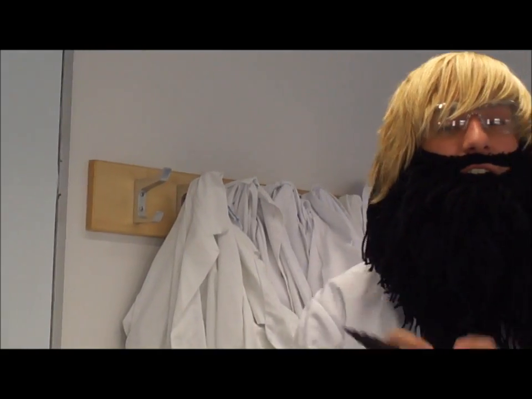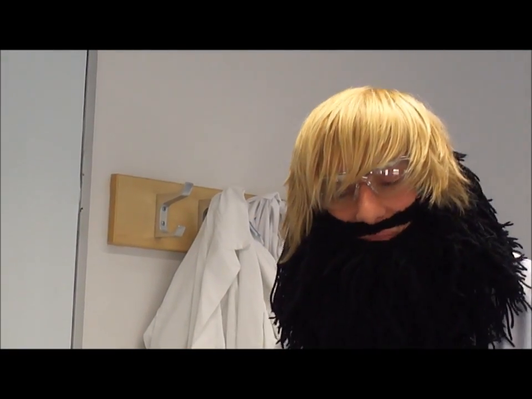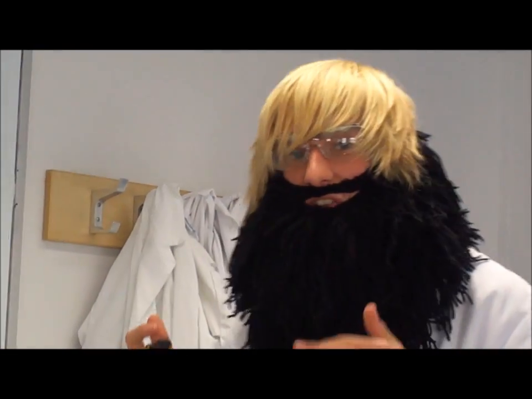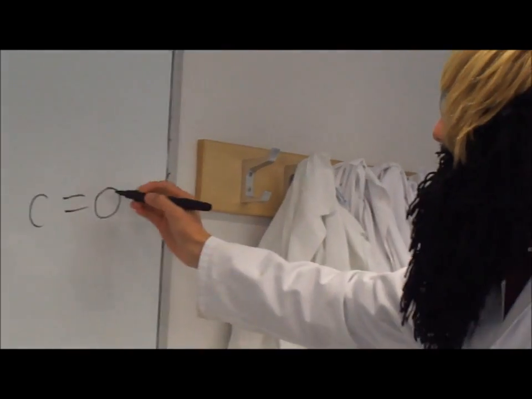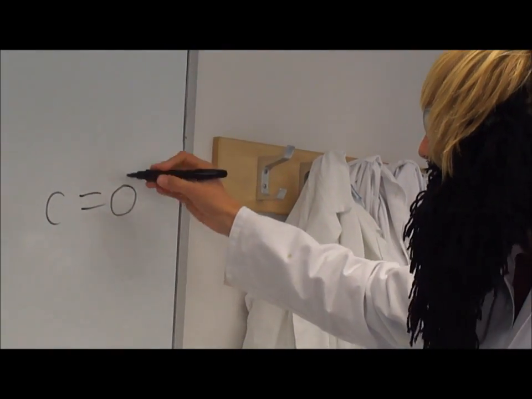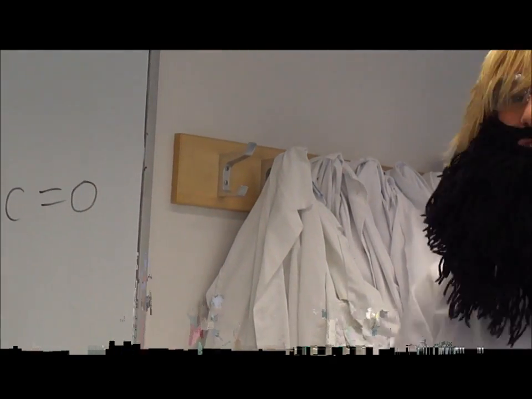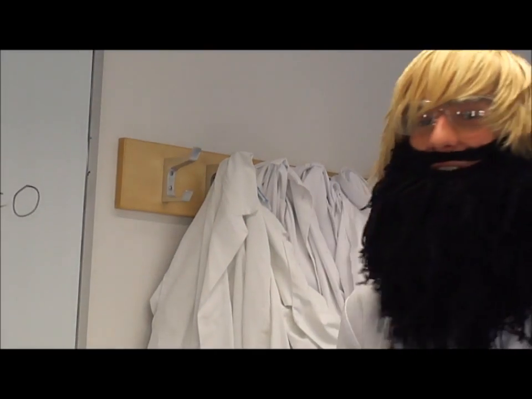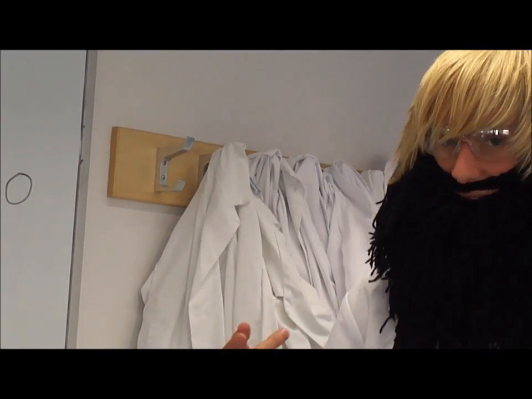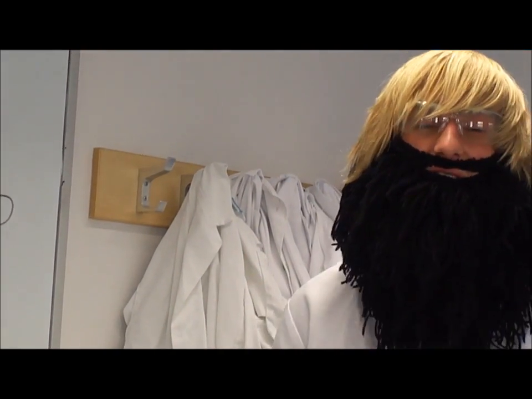Now, polar covalent happens with non-metal atoms of a different element, and it's all to do with electronegativity. So for example, with carbon and oxygen, because oxygen has a higher electronegativity than carbon, it then pulls more of the electrons towards it, which creates a polar covalent bond. And this is, of course, intermolecular, and is also a very strong bond.